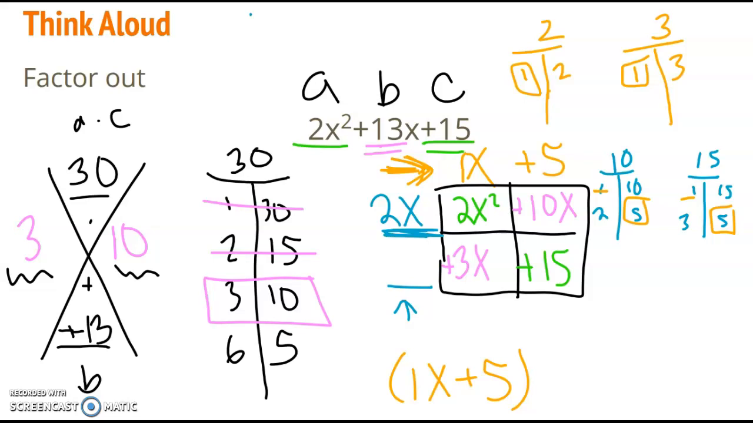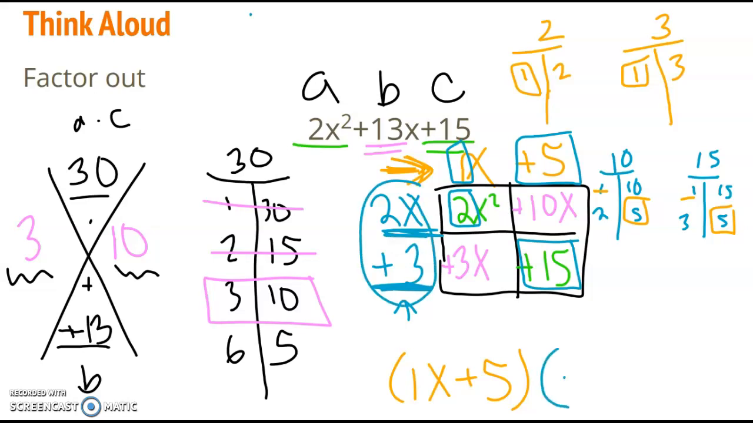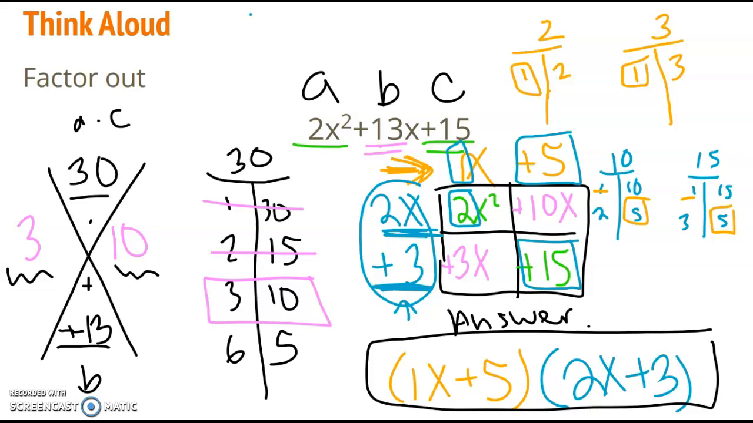Just to recap what I did, this 2 divided by the 1 that is outside, and I got 2x. To get my next term over here on the bottom, I'm going to do this 15 divided by the number we just factored out, 5. So 15 divided by 5 does give me a positive 3 back. This is going to be my second binomial, 2x plus 3.